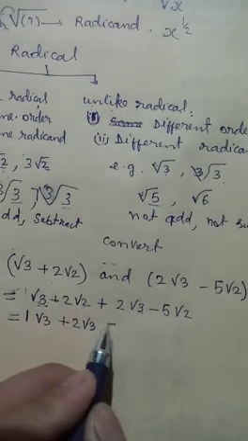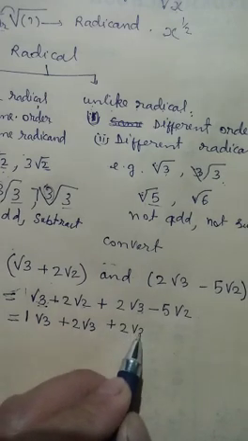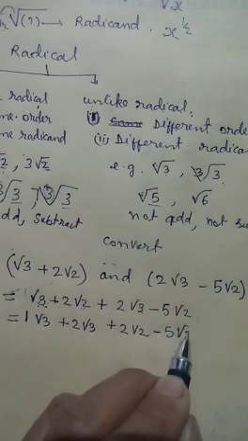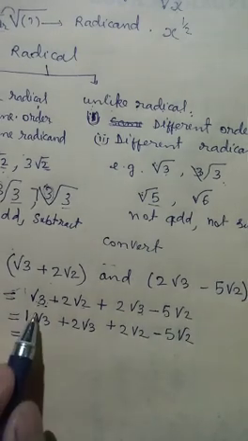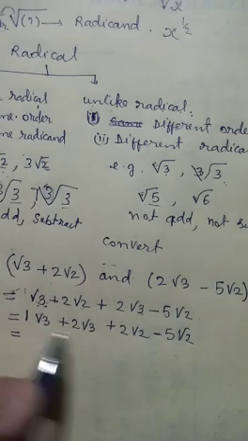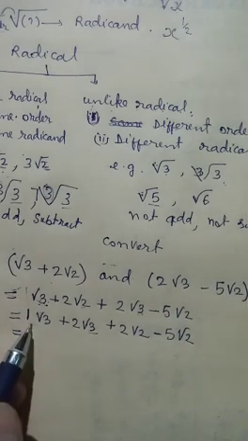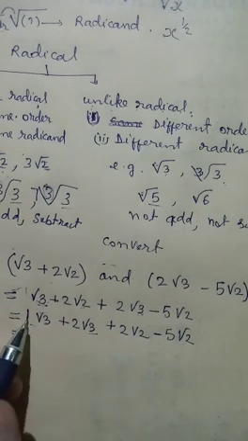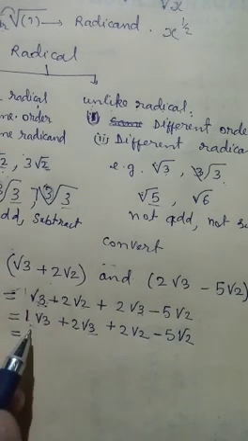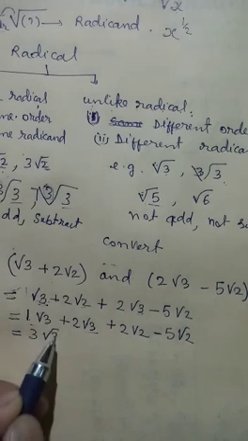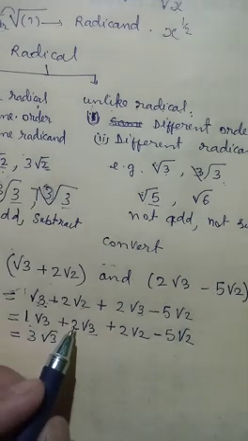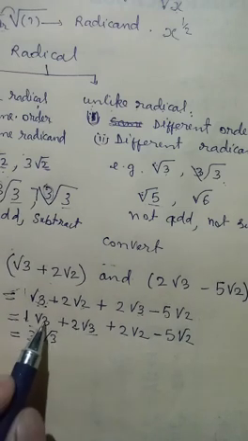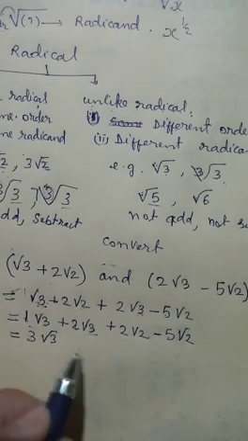Then here we have 2 root 2. Here you have minus, the sign remains the same. Now you see the order is the same and the radicand is the same, so that means we can plus these. But when we plus, the radicand will not change. Only the coefficient will change. 2 plus 1 is 3. The radicand remains the same. Remember, when you add or subtract, only the coefficient will change, that means the number outside the root. The number inside the root will remain the same.